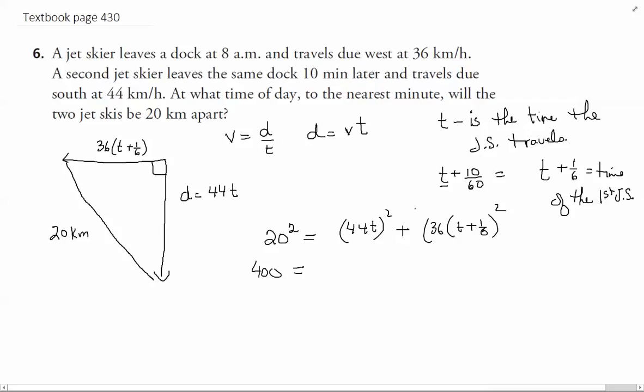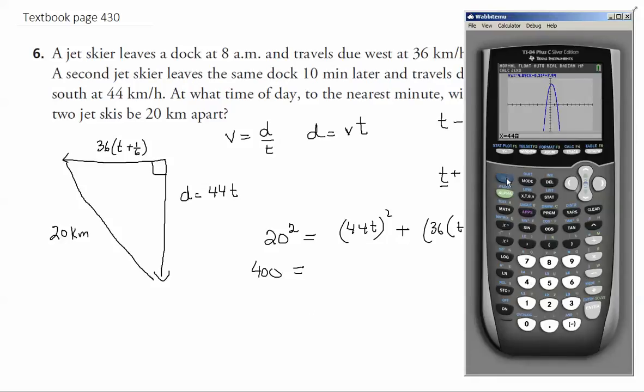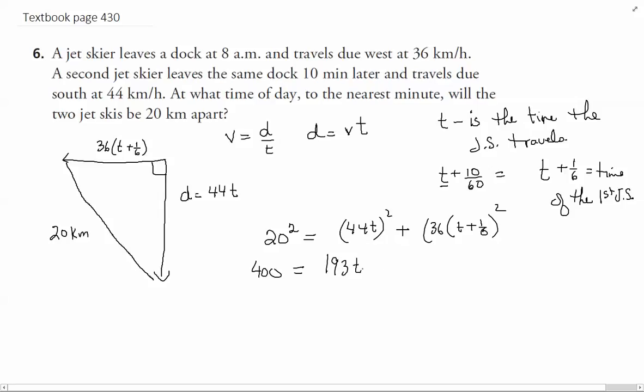equals 44 squared. Let me just pull up my calculator here. 44 squared is equal to 1936, so 1936t squared plus, and I'm going to simplify this first. So inside of this, we get 36t plus 6, and that's because 36 times 1 over 6 gives us 6. And now we're going to square that.